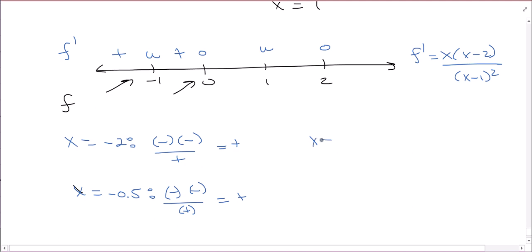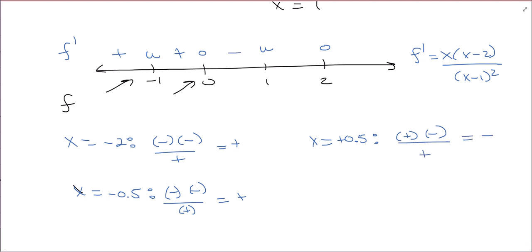And then between 0 and 1, let's pick another test point. So let's say x equals positive 0.5 in this case, and plug it in. Positive 0.5, that will be positive. 0.5 minus 2, that will be negative, over, that's always positive. So you'll get negative. So the derivative is negative there, which means the function is decreasing. So notice that now you have a local max at 0.